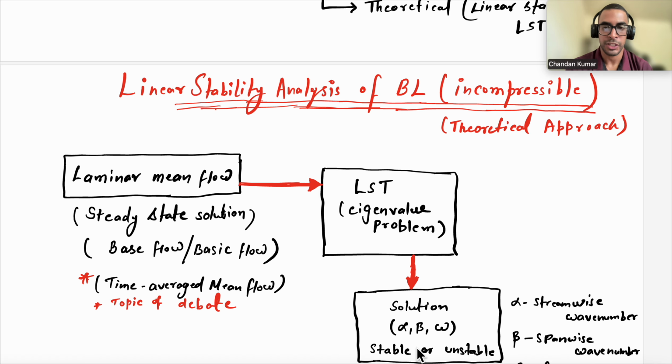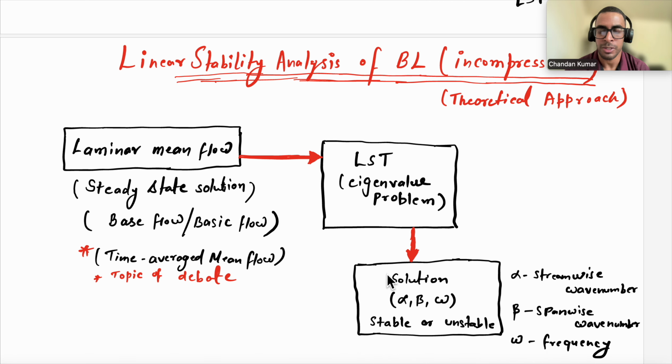Moving on to the further lecture, as we've seen, we can perform the linear stability analysis either by the numerical approach or by the theoretical approach. So in this lecture, we will look at performing the linear stability analysis for the boundary layer flow by using the theoretical approach. And we will consider here, for simplicity, an incompressible boundary layer.